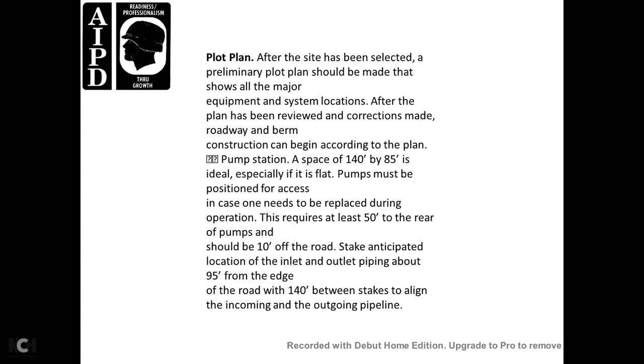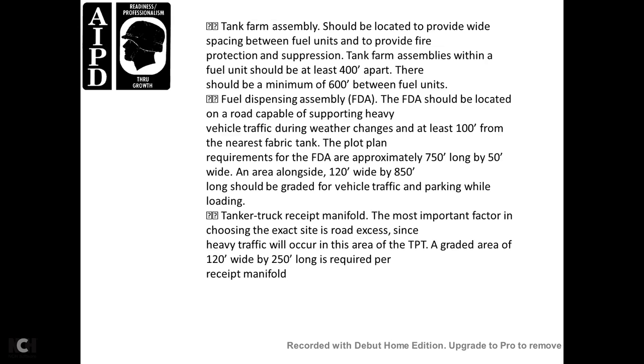The requirement is at least 50 feet to the rear of the pump, and it should be 10 feet off the road. The location of the inlet and outlet pipe is anticipated with the 95 at the edge of the road, with 140 feet between stakes to align with the incoming and outgoing pipeline.